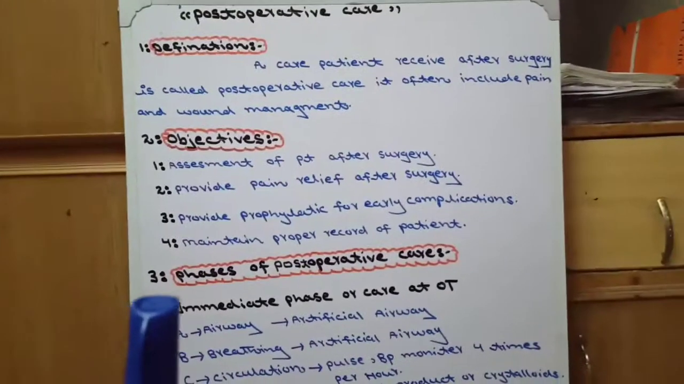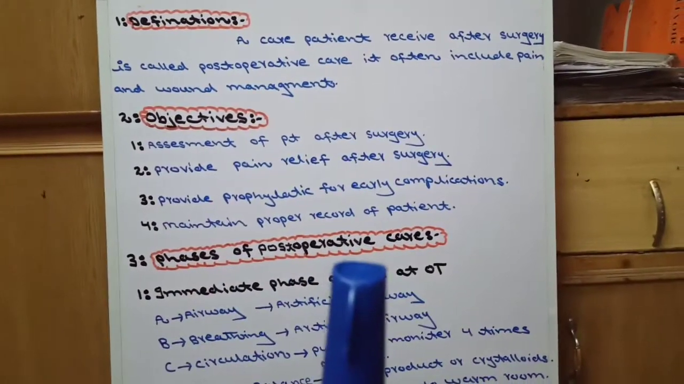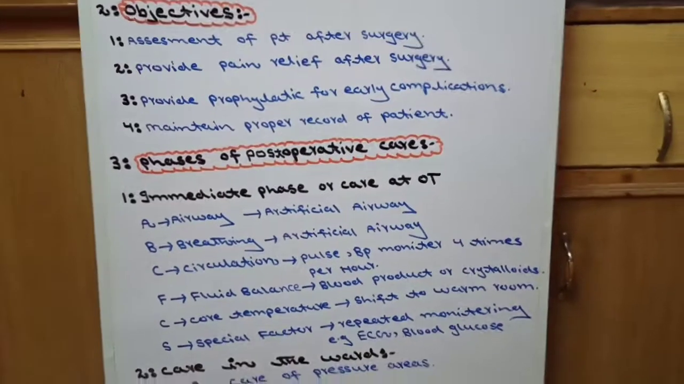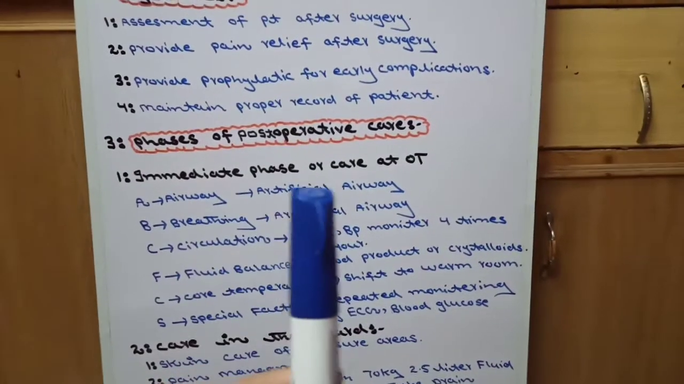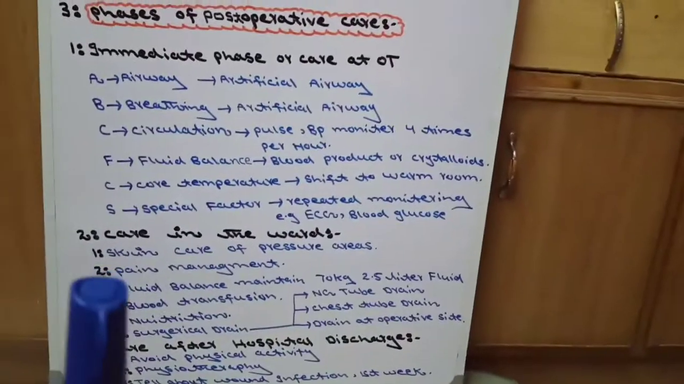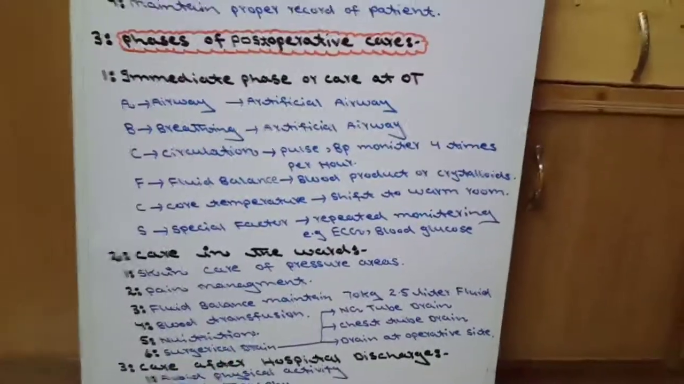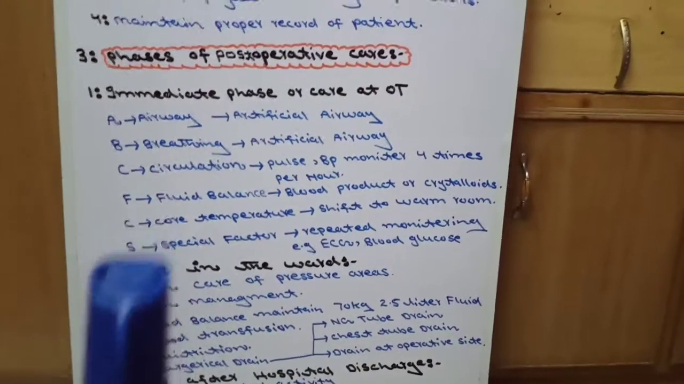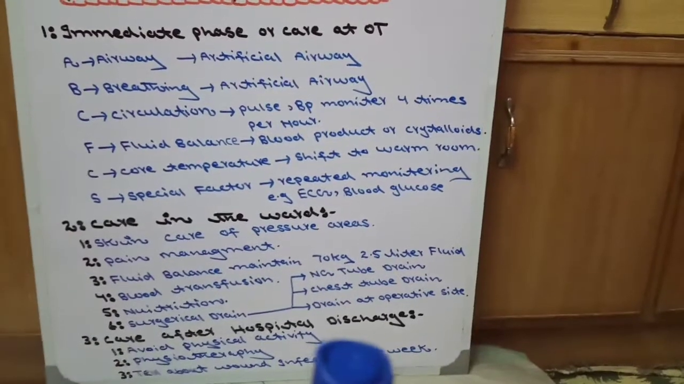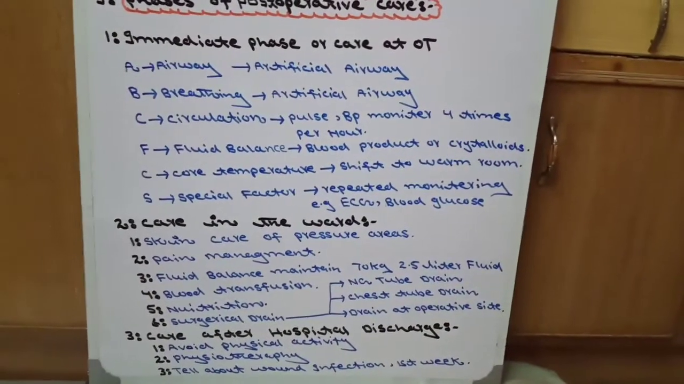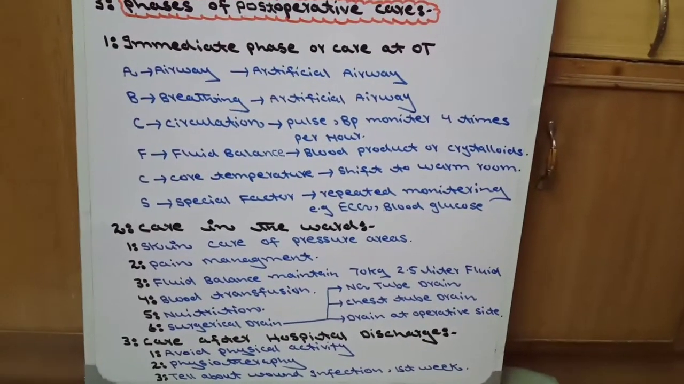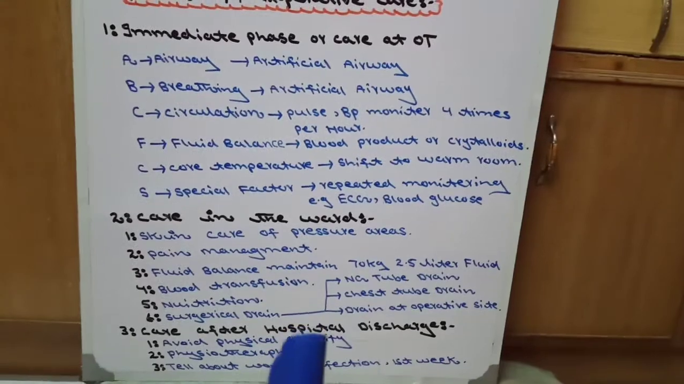Now come to the phases of post-operative care. There are three phases. Number one, immediate phase or care at OT, meaning operation theatre. Number two, care in the ward, when the patient is shifted from OT to the ward. The third phase is care after hospital discharge, meaning when the patient is discharged from hospital and reaches home.